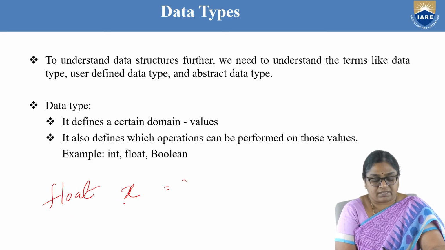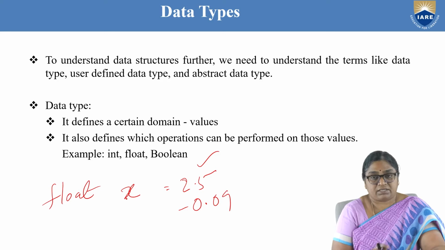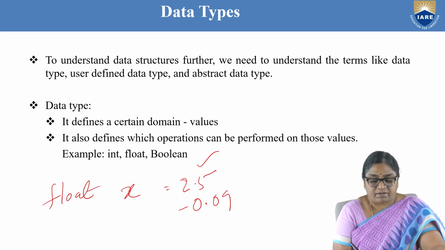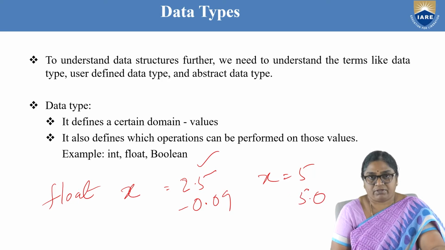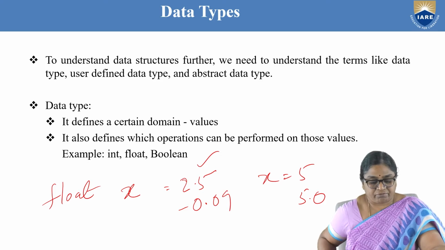Here float x is equivalent to 2.5, -0.09, etc. Here x can store real numbers. It can also store integers, but it will store in the form of, if I write float x is equivalent to 5, then it will store it as 5.0. The operations that we can perform on integers.